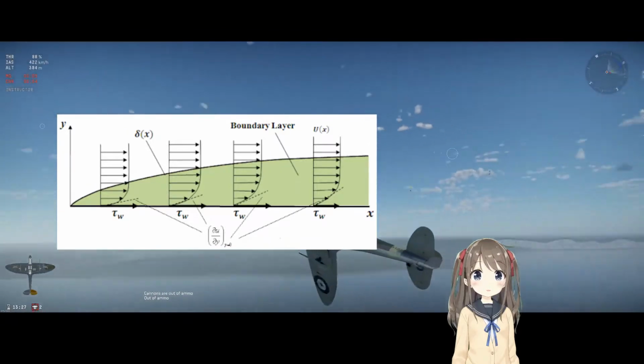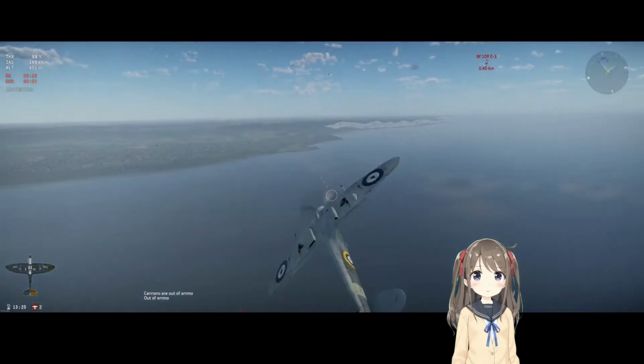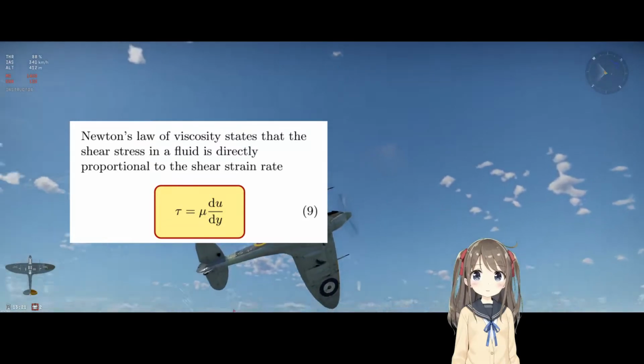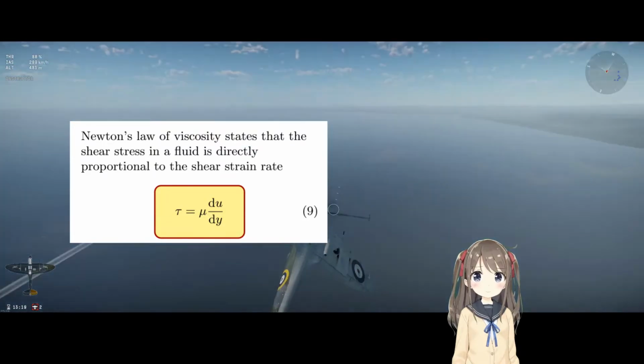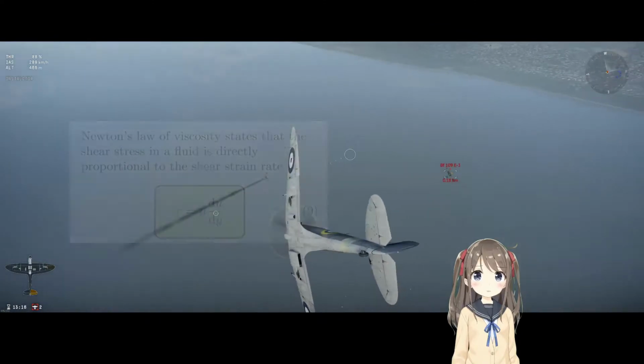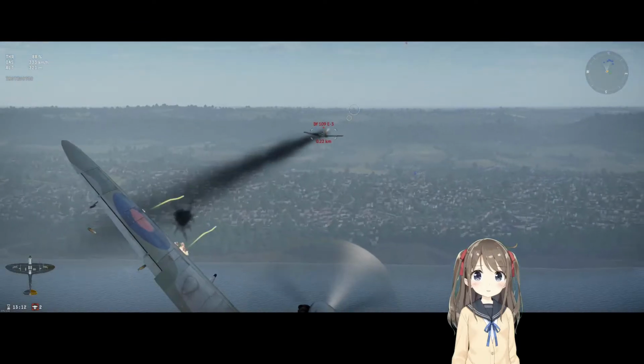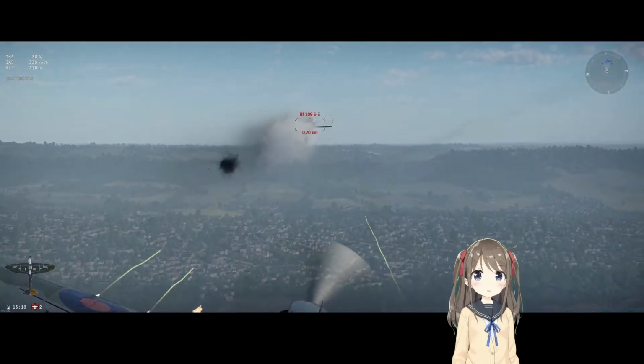Therefore, with a higher gradient, there will be more shear stress. Newton's law of viscosity states that the shear stress between adjacent fluid layers is proportional to the value of the velocity gradient between the two layers. So next, James will discuss the aerodynamic resistance caused by the contact of moving air on the aircraft's surface.